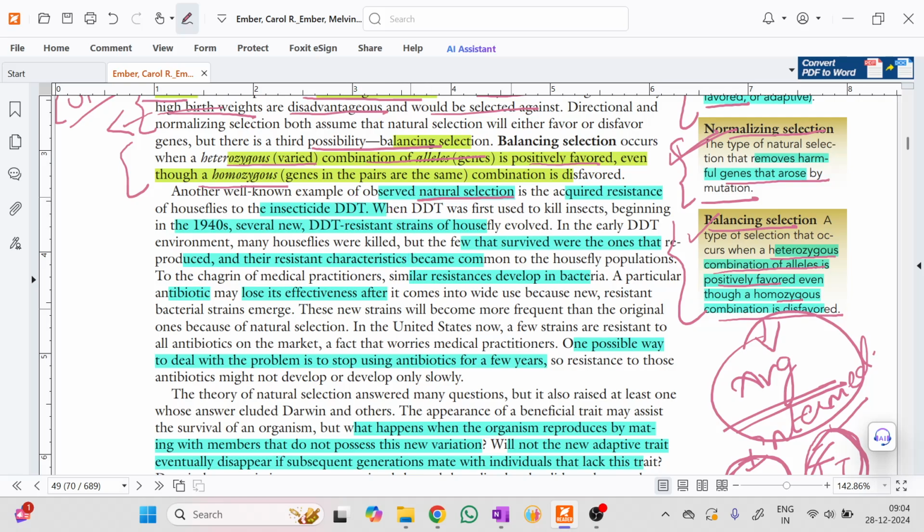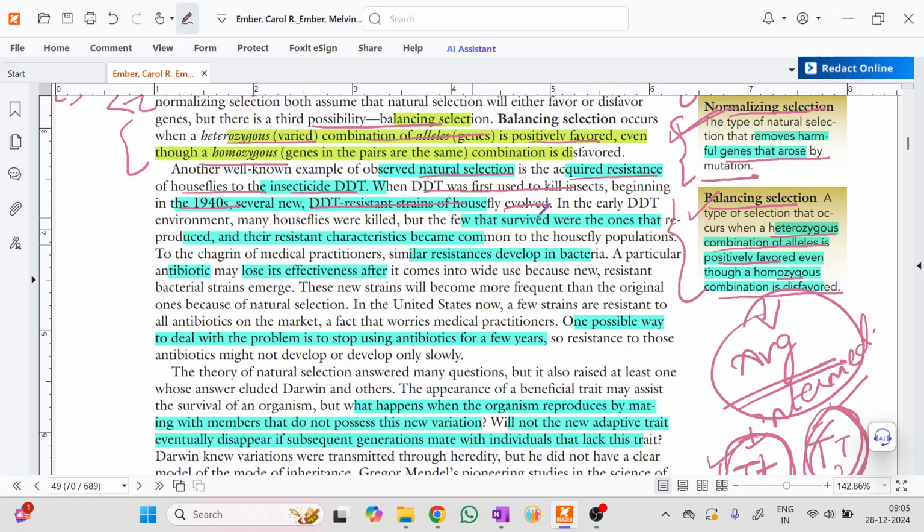Another example of observed natural selection is the acquired resistance of the housefly to the insecticide DDT. DDT is a chemical pesticide. When its use started in the 1940s, several new DDT resistant strains of housefly evolved. Even though the early DDT use killed many such houseflies, a few survived, and those that survived were those that built resistance to the application of DDT.